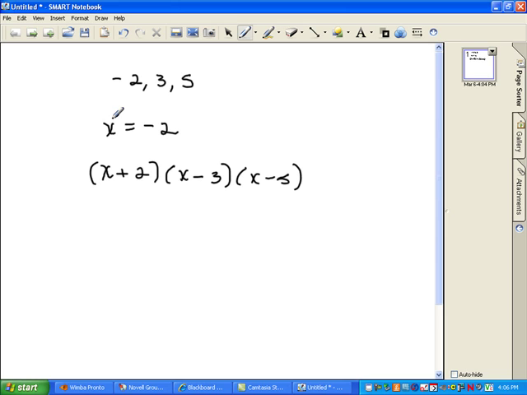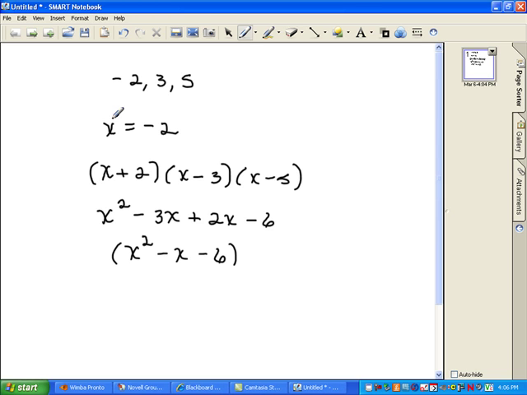Once we get it that far, we simply multiply everything out. X plus 2 times x minus 3, when we FOIL it, we get x times x is x squared, x times -3 is -3x, 2 times x is 2x, and 2 times -3 is -6. Combining like terms, we get x squared minus x minus 6. We still now have to multiply this by x minus 5. Distributing, we can multiply the x squared times the x and the x squared times the minus 5, and then move on to the negative x, multiply it by both terms.